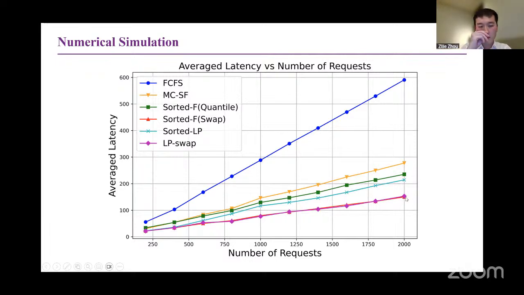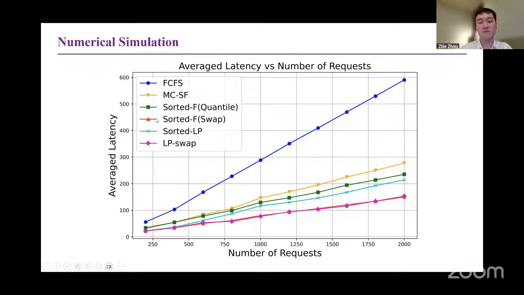And also we suggest something like this sorted LP and LP swap. These are some algorithms I did not cover today, but we have them in our paper. They are more computationally intensive algorithms because they need to solve linear programming many times. But we can find that in most of these points, the best sorted LP algorithm, the light blue curve, is actually worse than our sorted F swap. And if we combine these two ideas, we both solve the LP and also use our F matrix, we can see that its performance is almost the same as if we only use the F matrix.